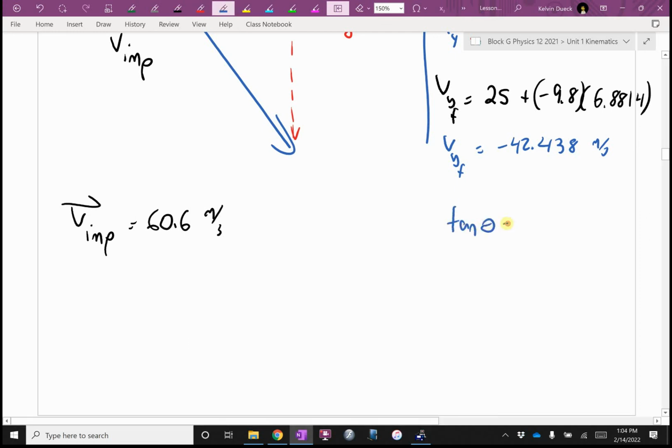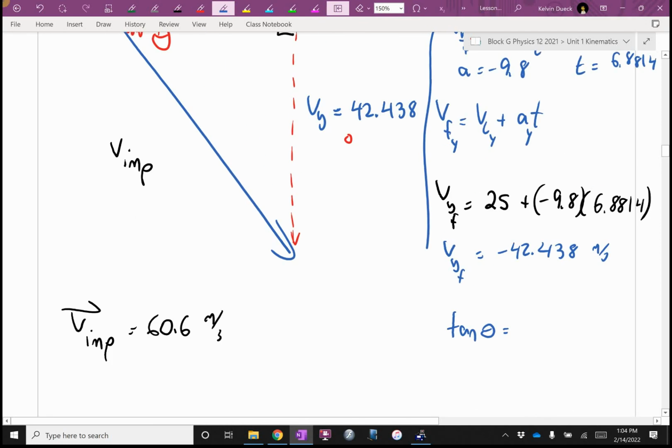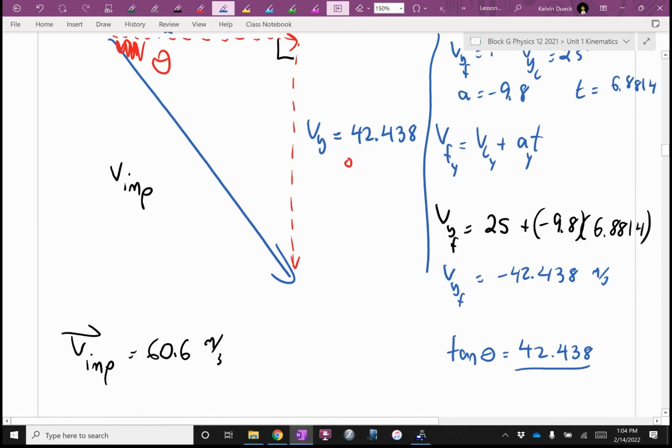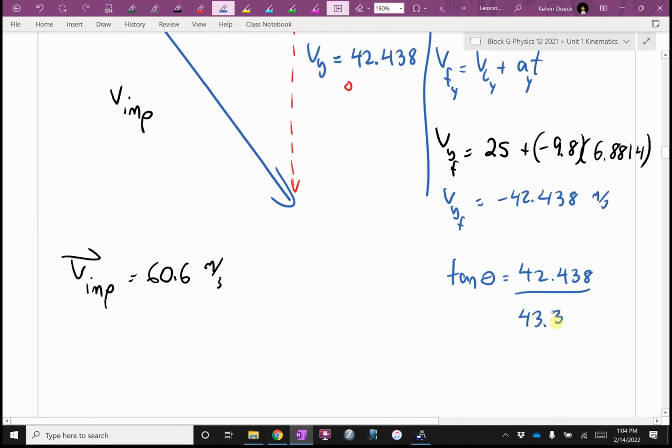Tan theta equals opposite over adjacent: 42.438 over 43. Before you go to your calculator, by the way, Owen, are 42.4 and 43.3 fairly close together? This is almost, but not quite, an isosceles triangle. I'll bet you get something really close to 45 degrees, because this is almost a 45-degree triangle. Not quite, but you're either going to get 46 point something or 44 point something. I'm almost positive.